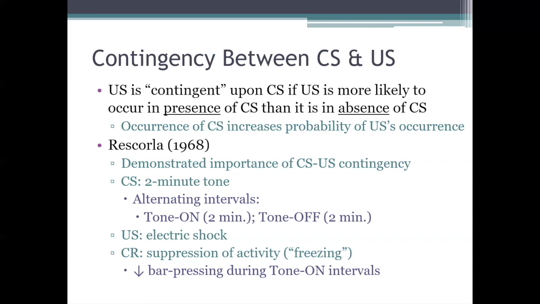So, to measure that freezing response to the tone, Rescorla would present these rats with alternating 2-minute periods, one where the tone was present and one where it was absent. And he looked at how much less active the rats were during those tone on periods than they were during the tone off periods. That's how he measured this freezing response that he expected his rats to acquire as a conditioned response. So, how much suppression of their activity levels do we see when the tone is present? That's how Rescorla measured his dependent variable.